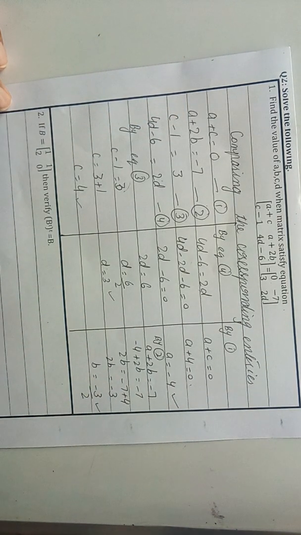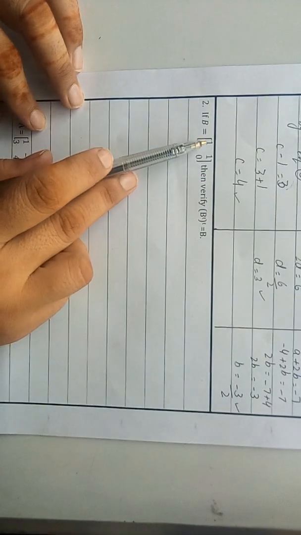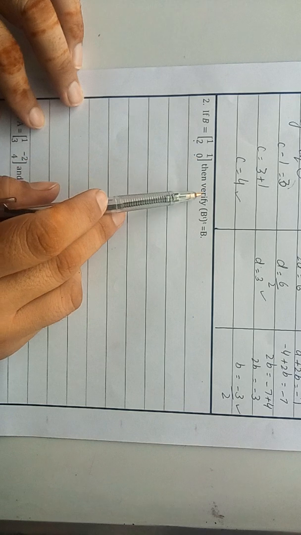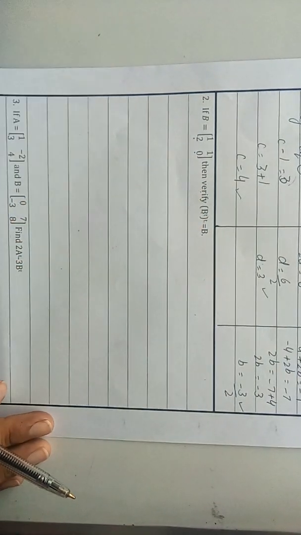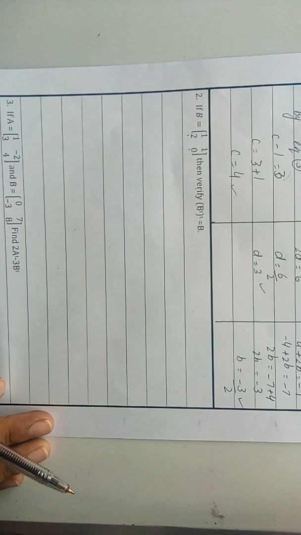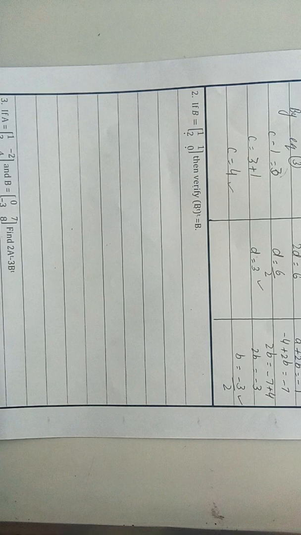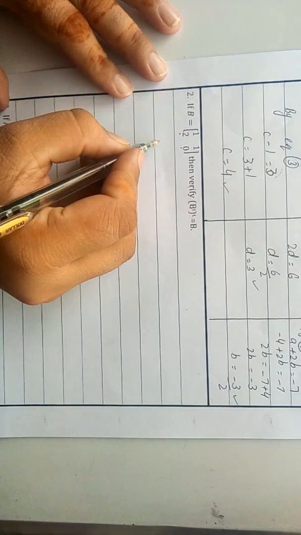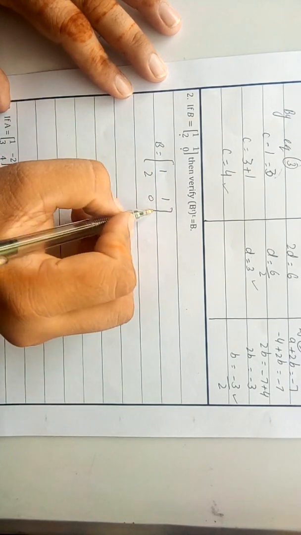Hope you understand it. Next, move on to question number 2, which is given as: if b is equal to [1, 1; 2, 0], then verify that b transpose whole transpose is equal to b. Here we have to prove that if we take the second transpose of the same matrix, then the original matrix will form. Here we are given b is equal to [1, 1; 2, 0].